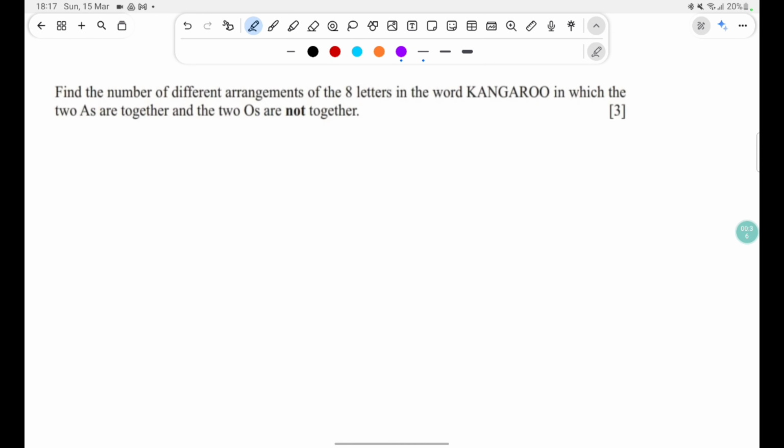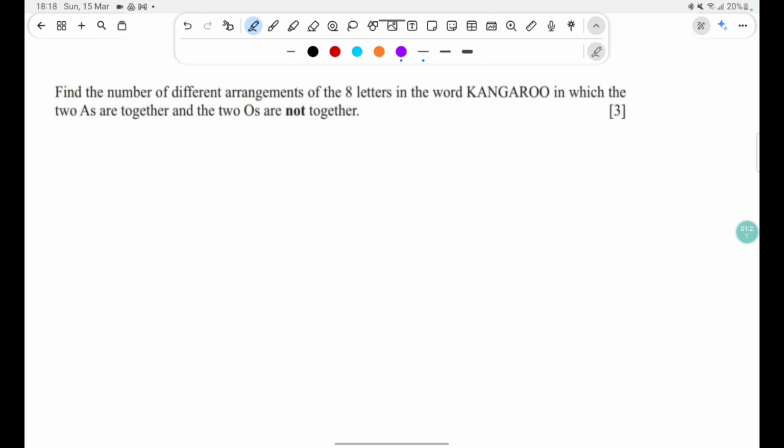Hello everyone. In this problem, we'll work with permutation and probability using the word kangaroo and an 8-sided die. First, we'll determine the number of different arrangements of the letters in the word kangaroo, with the conditions that the two A's must stay together while the two O's must not be together. So, we'll solve this problem in 4 steps.